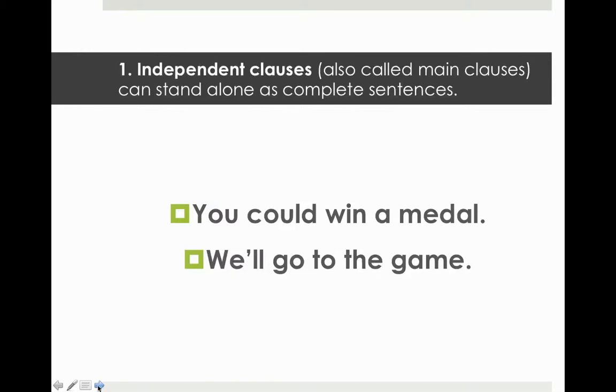Independent clauses are also called main clauses. They can stand alone as complete sentences. So here we have two complete sentences. You could win a medal. We'll go to the game.